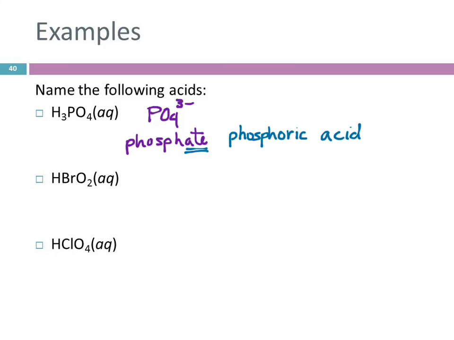So we need to know those oxyanion names, not only for naming ionic compounds, but also for naming acids. I don't just randomly assign lots of things to memorize.